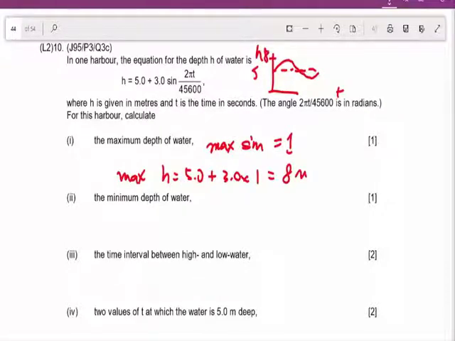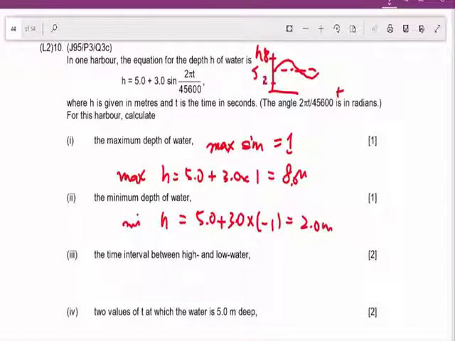And similarly, the minimum is when sine is -1. So the minimum h is 5 plus 3 times -1. So that gives you 2 meter. That's 8 meter and 2 meters. So here is 2 meter.